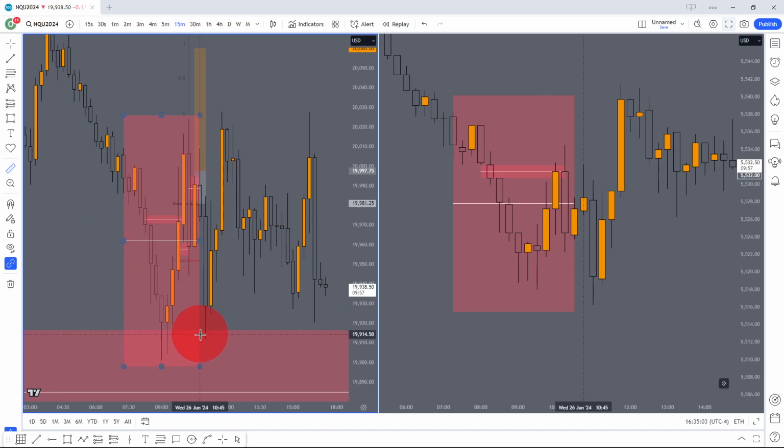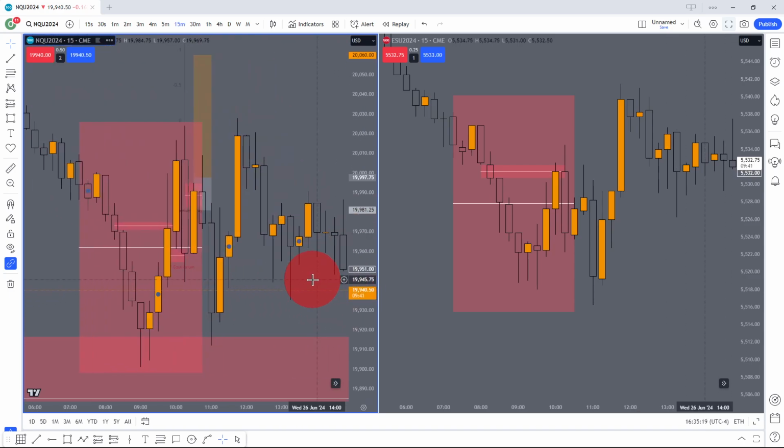How many points is this range? Today we just ranged in a 120 point range. If you caught a winning trade today, props to you. Like, props to you if you caught a winning trade today. Today was a tough day.